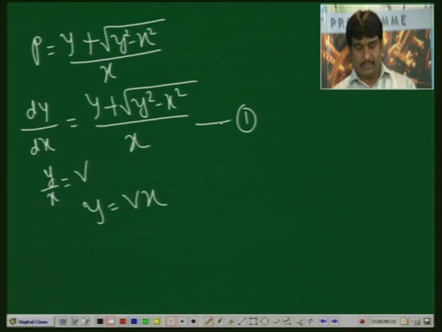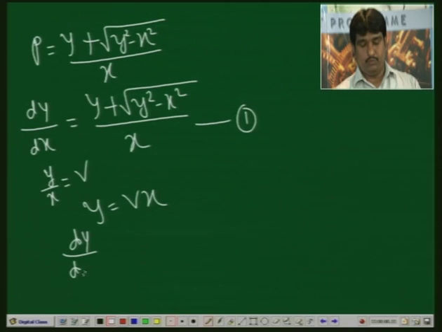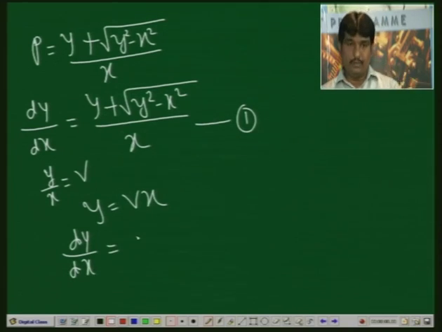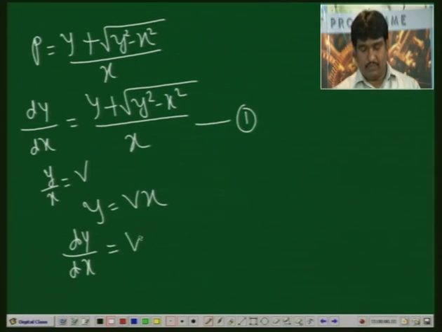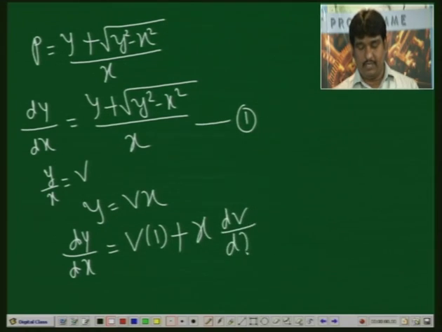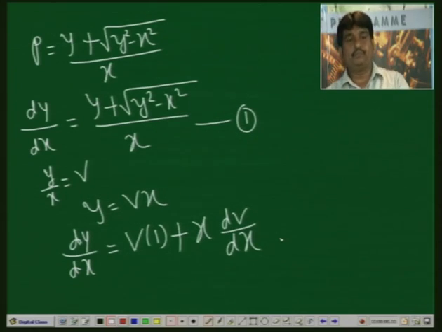I'll differentiate y with respect to x. Derivative of y is dy by dx equals to, now v is a new variable which is a function of x. We have to apply product rule here. First function v as it is, v into derivative of x is 1, plus second function x, derivative of v is dv by dx. V plus x into dv by dx.